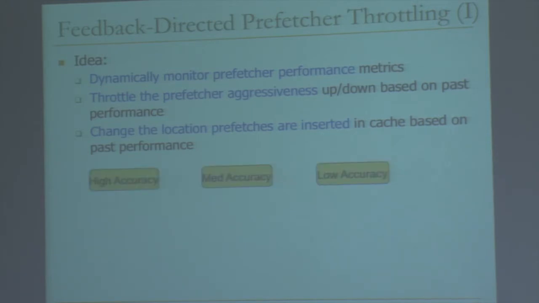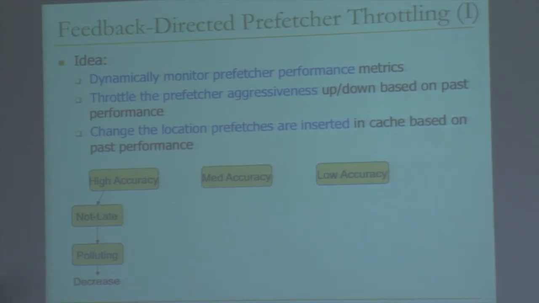You can read the paper for more detail. But you can classify a prefetcher as being highly accurate, mediumly accurate, or low accuracy. And if the prefetcher has high accuracy, it's not late, but it's polluting the cache, you may want to decrease the aggressiveness of the prefetcher. Because it's not late, there's no reason to increase the aggressiveness for that reason. It's highly accurate.